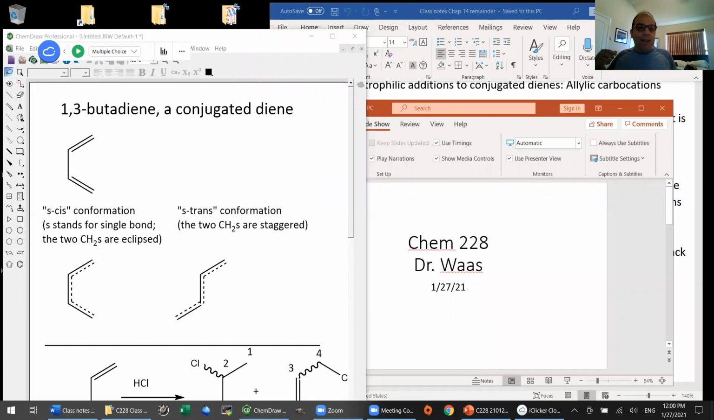Today my plan is to cover two or three things, depending on how you want to break it down. I want to talk a little more in detail about the nature of conjugated dienes in terms of their structure. I also want to talk about the reactivity of conjugated dienes, which is special due to the special nature of their structure. And then I also want to get into why it is that you get multiple possible products.